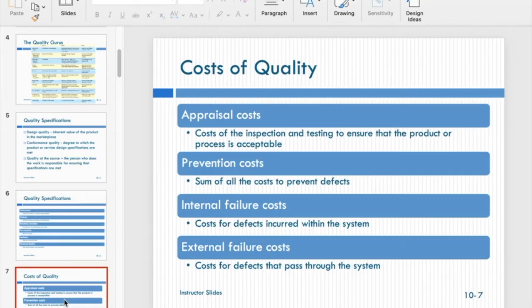The second one is called prevention cost. Based on this name, it is actually very straightforward, right? All of the cost that is related to preventing, to getting rid of the defective products, should be related to prevention cost. So the prevention cost basically is the cost to explore the reason why we have defective products within the production process. This is a fundamental cost. So prevention cost is very important. The third one is the internal failure cost.